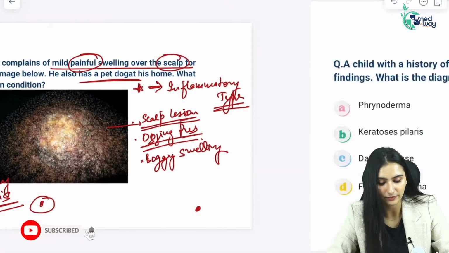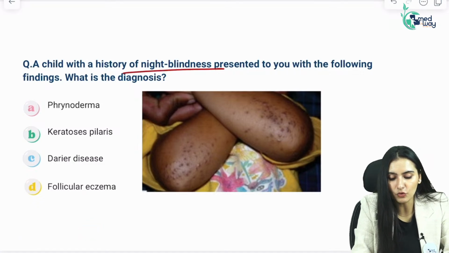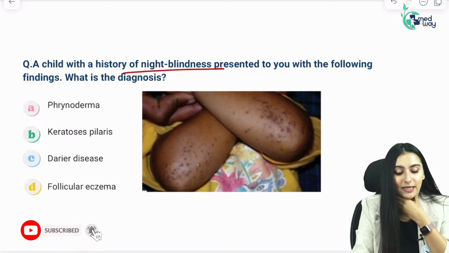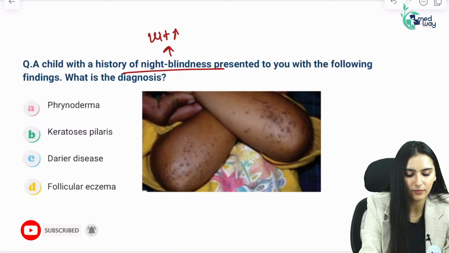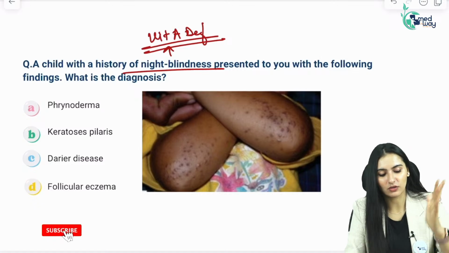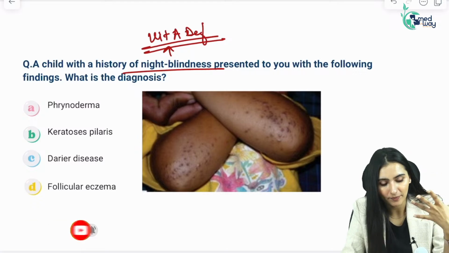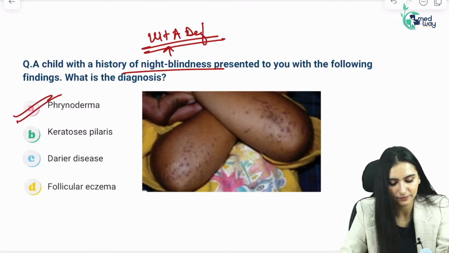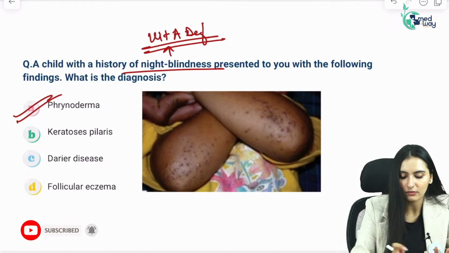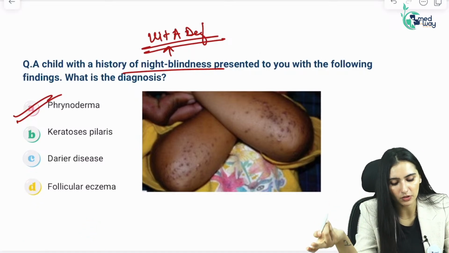Okay. Next question. Now, a child with a history of night blindness presented to you with the following findings. What is the diagnosis? There is night blindness. It says vitamin A deficiency. Let go of the picture. How else does it come on the body? It comes in the form of phrenoderma. Even if you don't understand that this is a picture of phrenoderma, not needed. Let go of the picture. It is there to confuse you. Night blindness, vitamin A deficiency, other manifestation is phrenoderma.